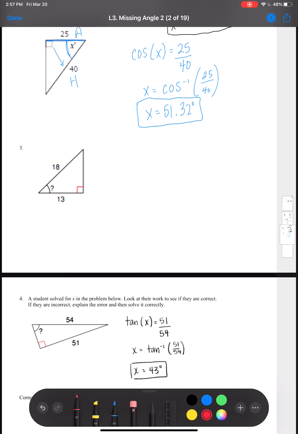Next question, number 3. We are looking at this angle here. So that's a question mark. I mean, it's just the actual website I use. So let's call it an X.